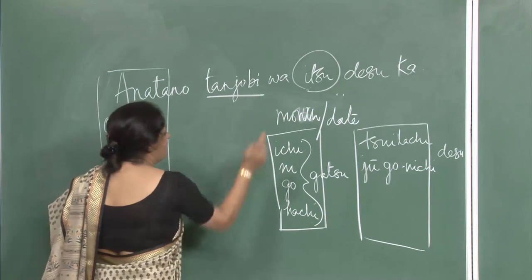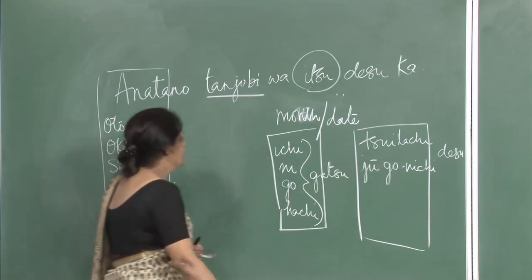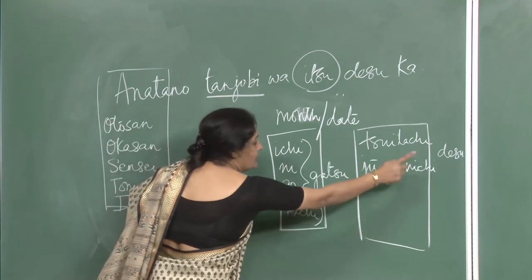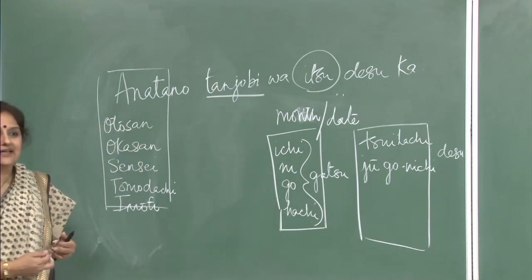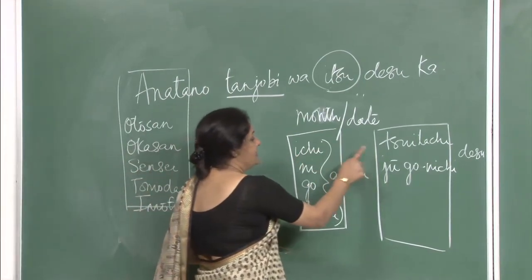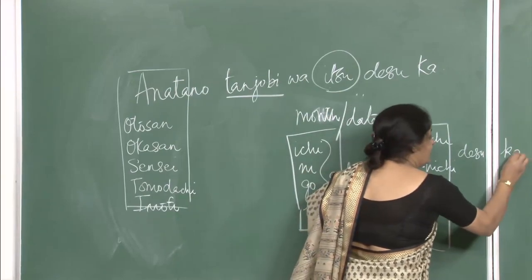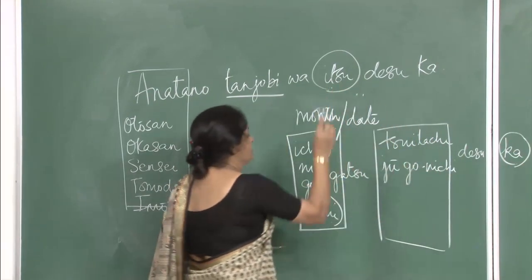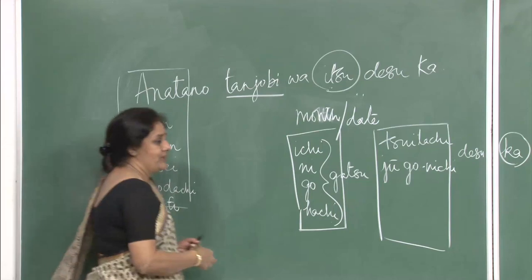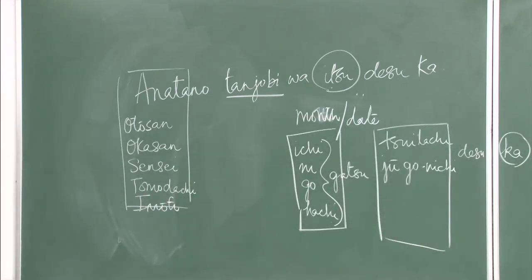Otousan no tanjoubi wa ichigatsu suitachi desu. Okaasan no tanjoubi wa hachigatsu jugonichi desu. So you can practice like this with your partner. Also you can ask anata no tanjoubi wa ichigatsu suitachi desu ka? You can make a question of this as well. Instead of itsu, you can put the date and then put ka over there. So you can practice dates, months, and all the vocabulary that we have done earlier and do your conversation.